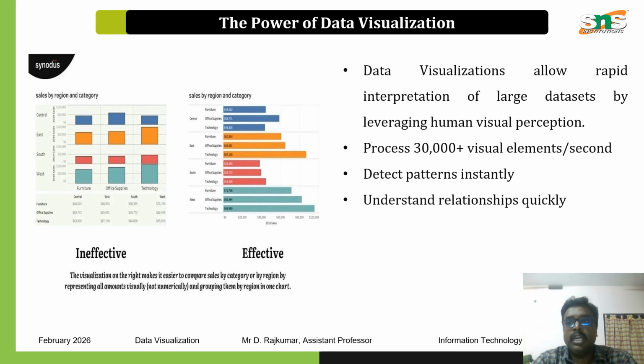Data visualization allows the rapid interpretation of large data sets by leveraging human visual perception. It is also proven that with the help of data visualization, our visual system processes nearly 30,000 plus visual elements and sounds. So it helps us to detect patterns initially, which helps us identify trends, and it also helps us understand relationships quickly, so that it helps us make an effective decision making process.